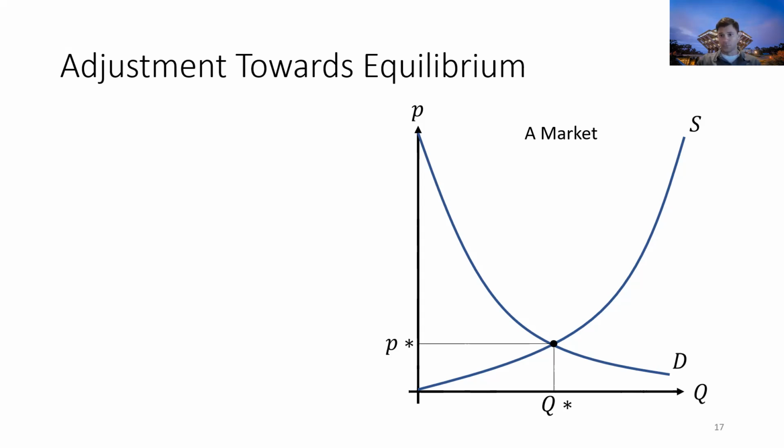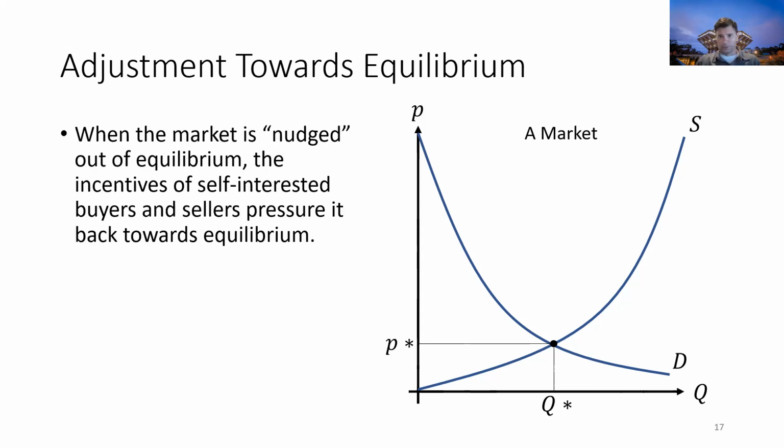So here's my point. When the market's out of equilibrium, the government doesn't have to really do anything. It was the incentives of self-interested buyers and sellers that pressured us back towards the equilibrium. The government didn't have to do anything. Now, this doesn't mean we don't need government. I want to be clear about that. The least amount of regulation is not zero regulations.